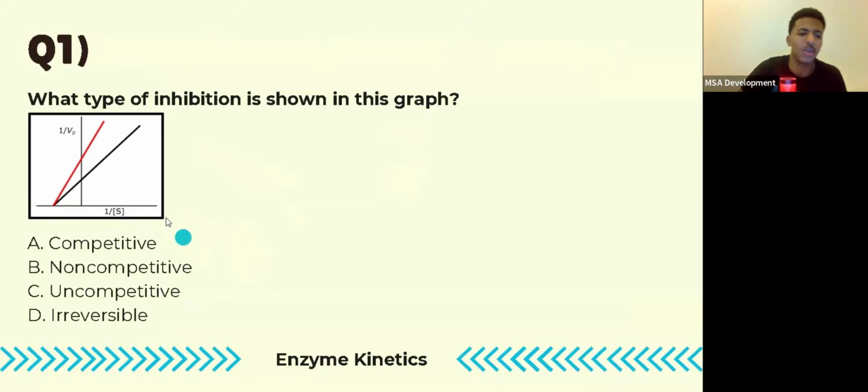3, 2, 1. Okay, let's interpret the graph first. We can see that the Km did not change, but the Vmax decreased because the y-intercept is higher now. So the answer is B, non-competitive inhibition.